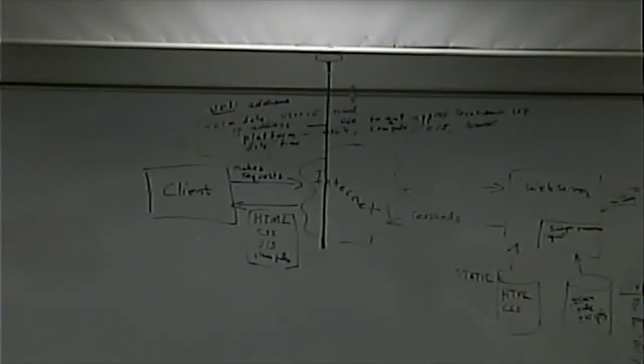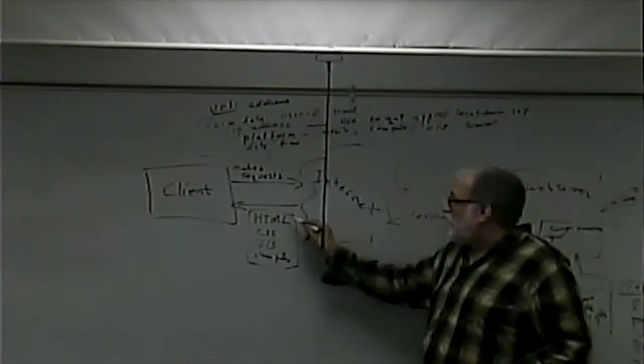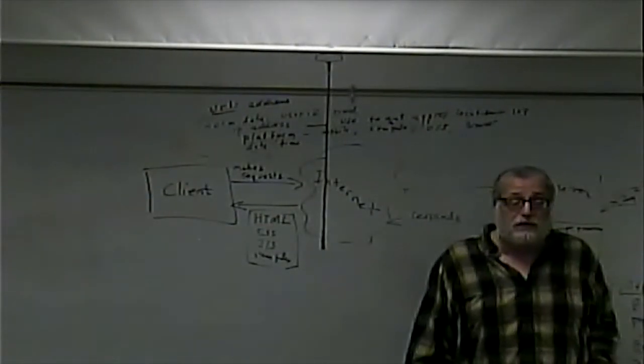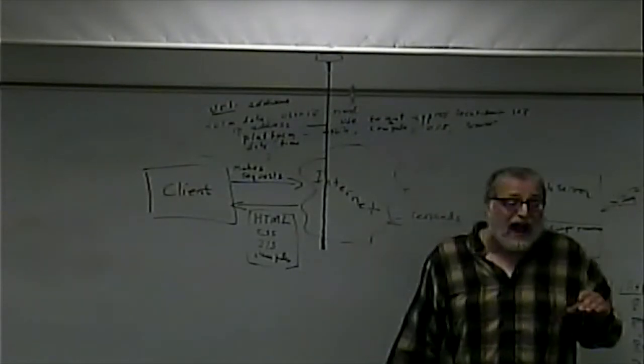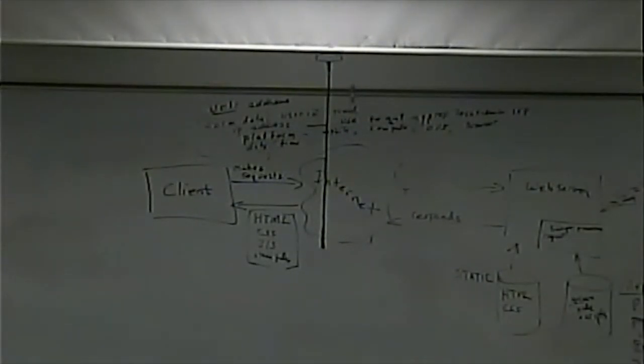So, here's a real key point. Both static and dynamic pages come back to the client as HTML pages. The difference is how it is created. With static pages, you have completed HTML pages out there waiting. They're just sitting there waiting for requests to be delivered. Just like in the case of McDonald's, there are sandwiches in the bins waiting to be delivered to someone that comes in and orders them.